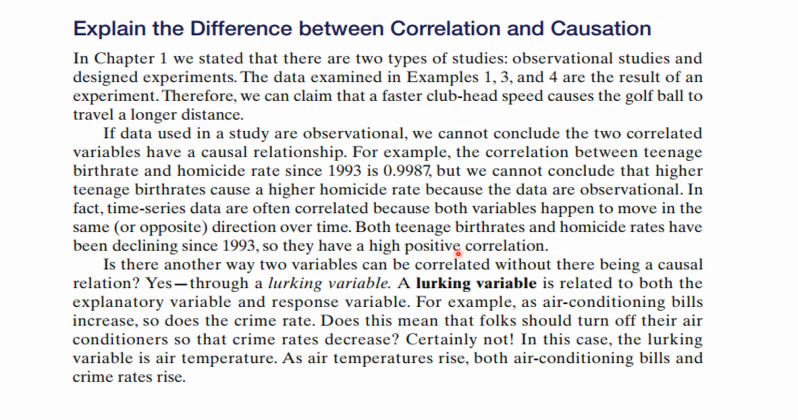So you have to think, is there another way 2 variables can be correlated without being a causal relationship? And that is yes, through what we call a lurking variable. A lurking variable is related to both the explanatory variable and the response variable. For example, as air conditioning bills increase, so does the crime rate. Does that mean that people should turn off their air conditioning so the crime rates decrease? Certainly not. In this case, the lurking variable is air temperature. As air temperatures rise, both air conditioning bills and crime rates rise.